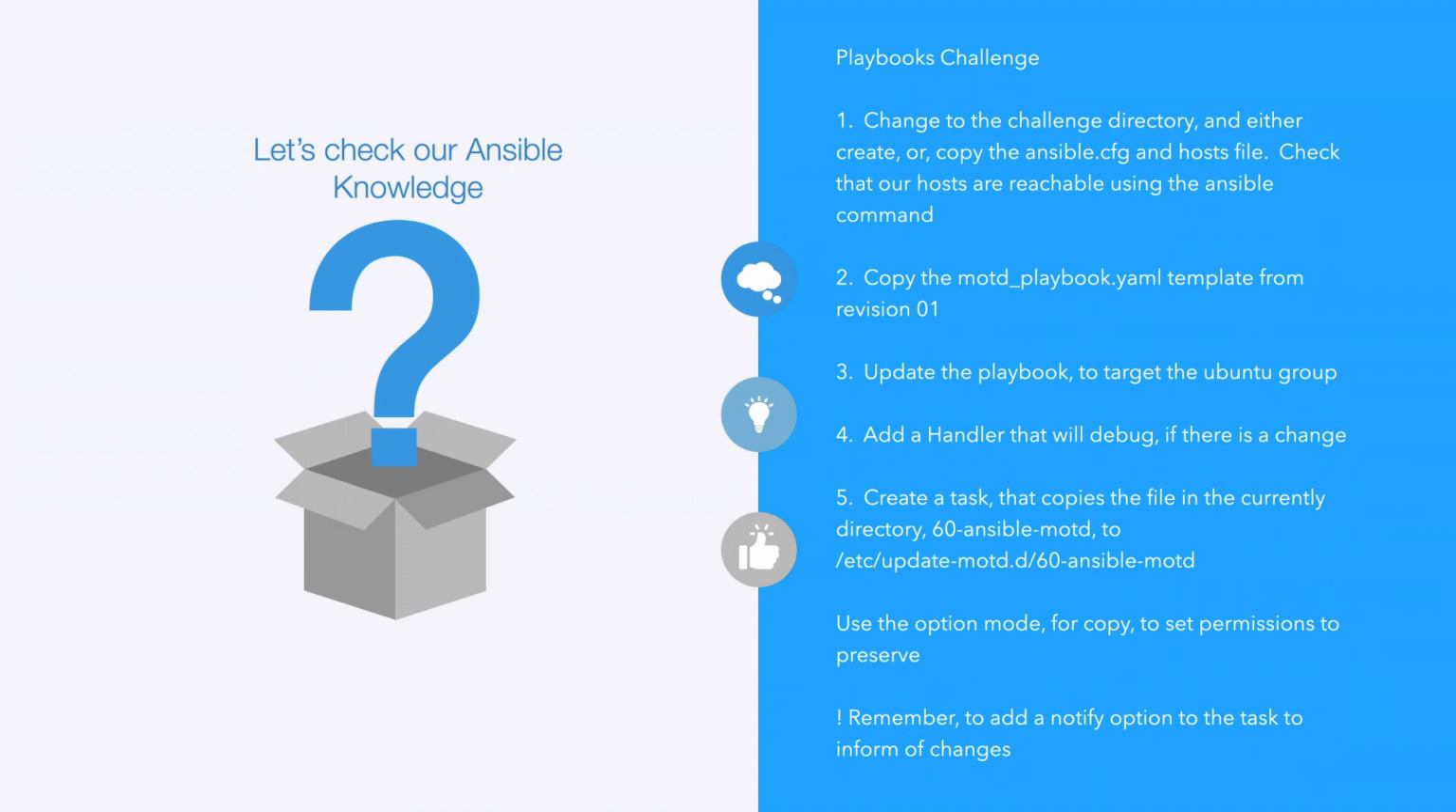Lastly, create a task that copies the file in the current directory, 60-ansible-motd, to the path /etc/update-motd.d/60-ansible-motd, i.e. the same file name. Use the option mode for copy to set the permissions to preserve. You may at this point need to look at the Ansible documentation for the copy module. An important thing to note there, remember to add a notify option to the task to inform the handler of changes.